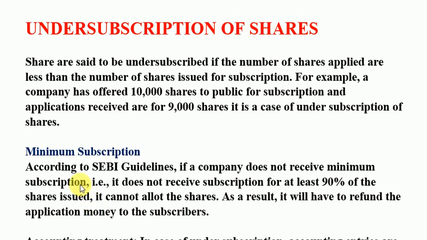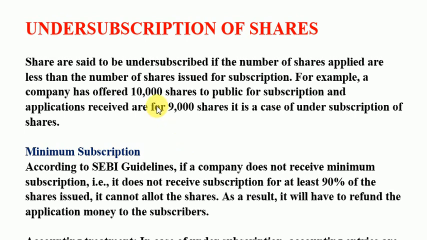So, if I go by the law, according to SEBI, that is Securities and Exchange Board of India guidelines, if a company does not receive minimum subscription, which means it does not receive subscription for at least 90% of the shares issued. Children, this is important. A theory question also. Minimum subscription is equal to 90% of the issued shares. If this clause is not fulfilled, the company is not allowed to allot even a single share.